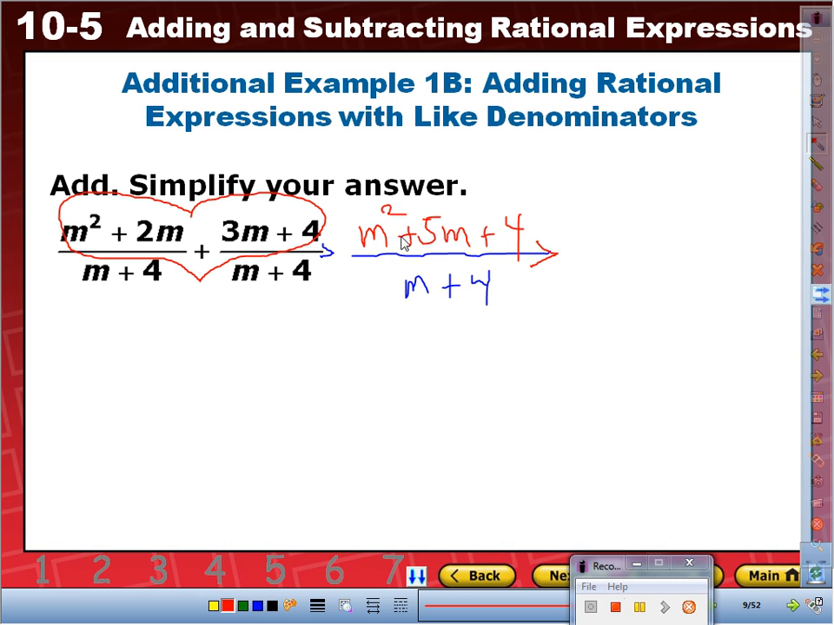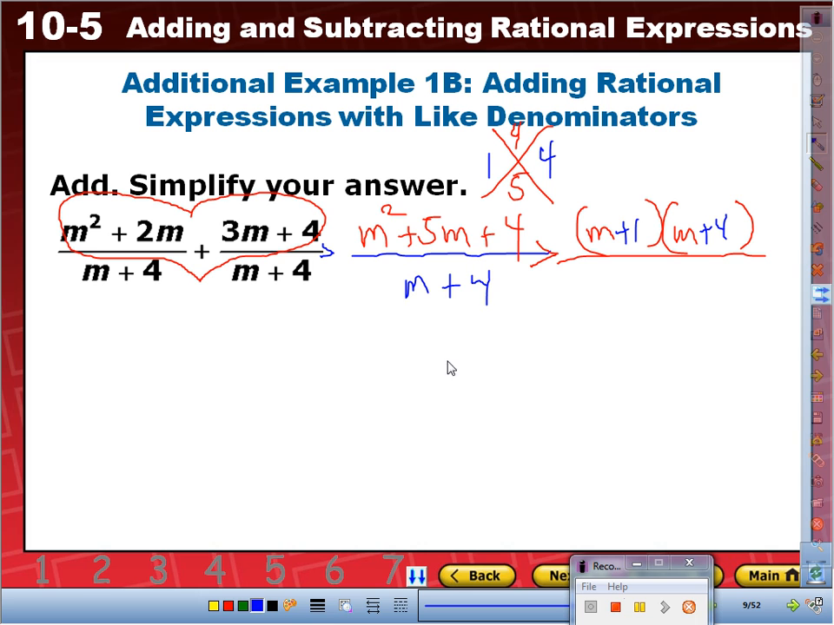This looks like a trinomial, so I open 2 parentheses. The m squared becomes m and m. Get it? M and m. And then we're going to use the Power Rangers right here. What goes on top? 4, and then the 5. Think about it. What factors of 4 add up to 5? 1 and 4. So this is m plus 1, m plus 4.